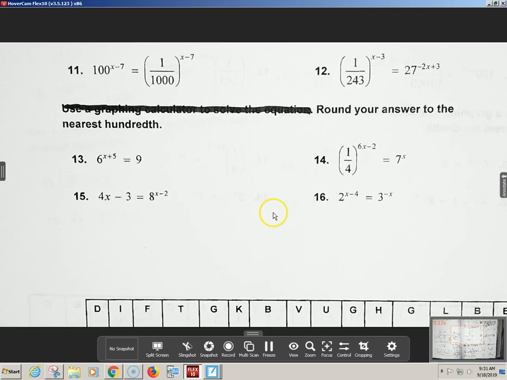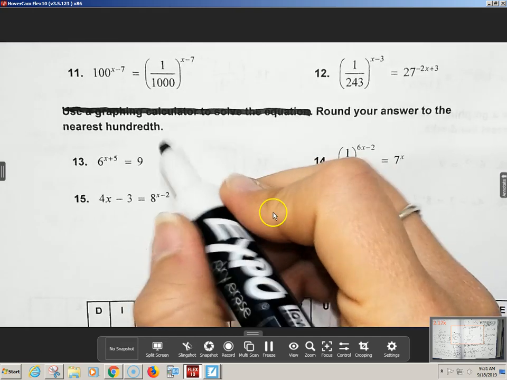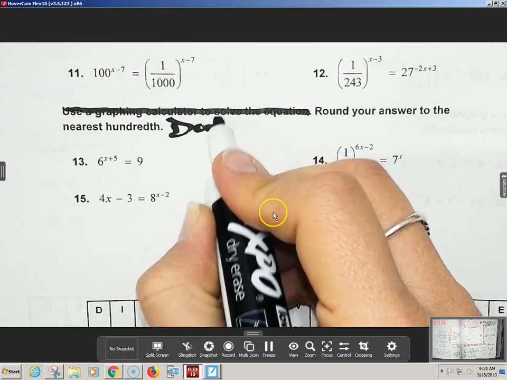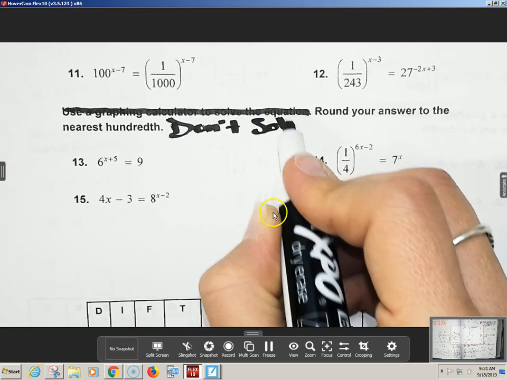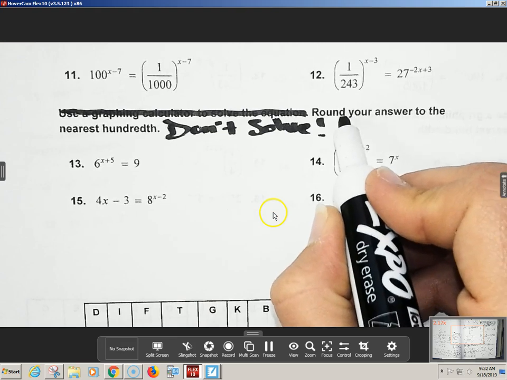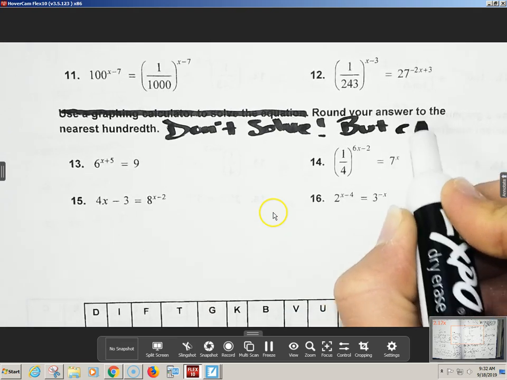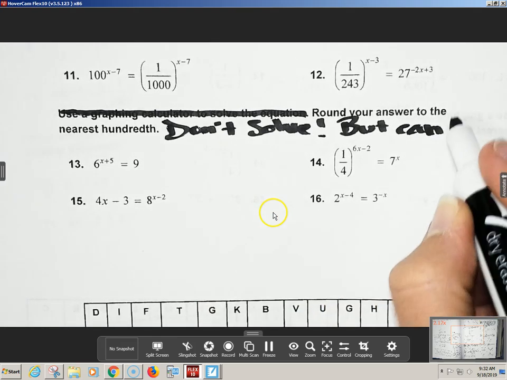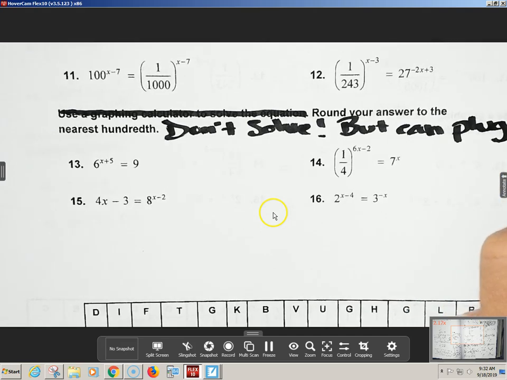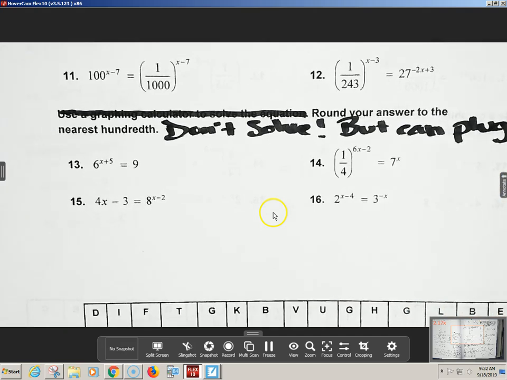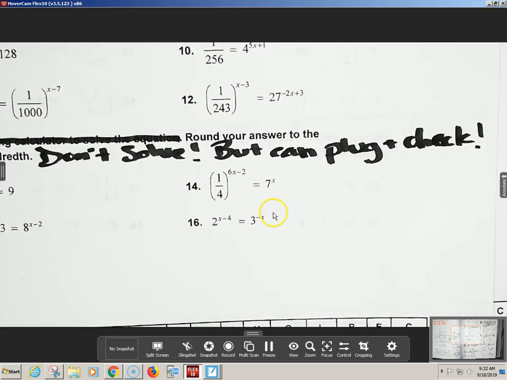So here's the problem. I shouldn't have given you this worksheet with the graphing calculator problems. That was my bad. I didn't see them at the very, very bottom. So here's how you're going to be able to finish your message. I want you guys to write down, don't solve, because you're not going to be able to make the bases match. Don't solve by hand, but you can plug and check. What do I mean?